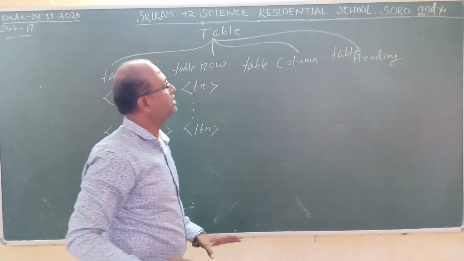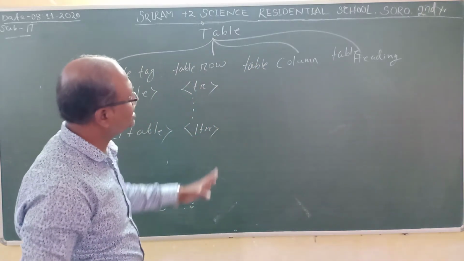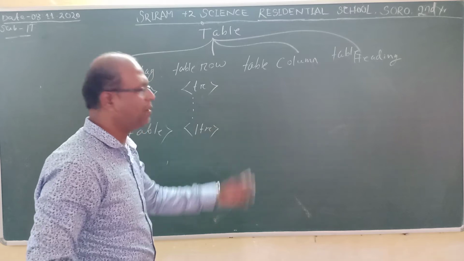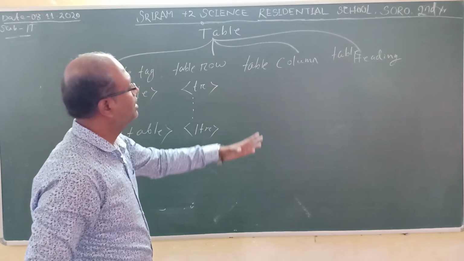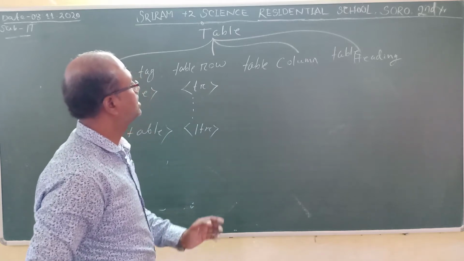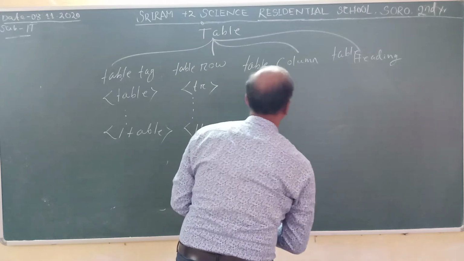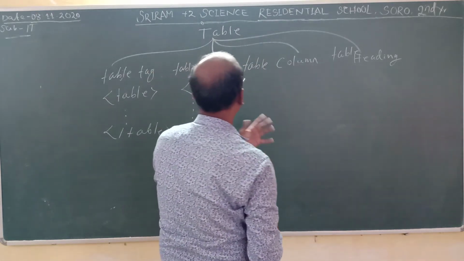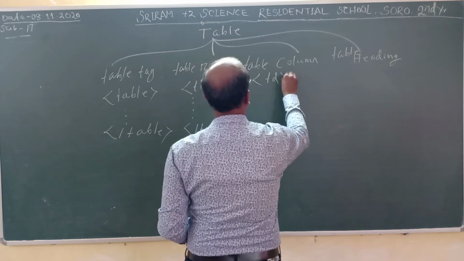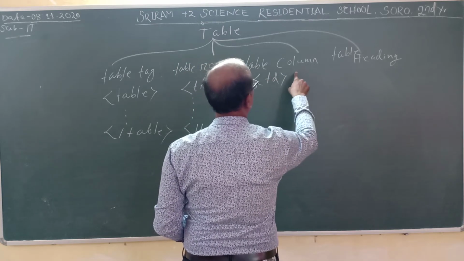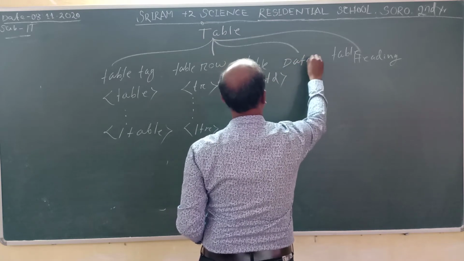The third element of the table is the table column. A table column is a collection of cells in a vertical pattern. The vertical collection of cells is known as the column, and that column can contain some data. Here we are not inserting the column but the table data.